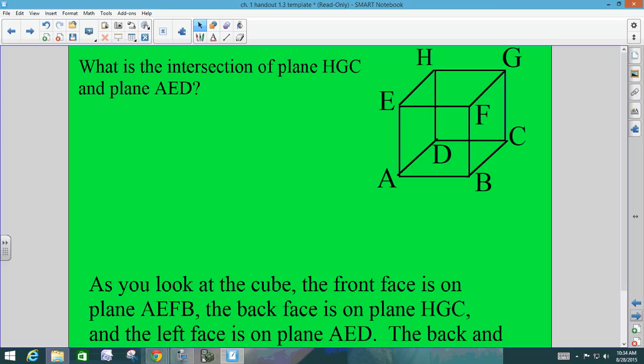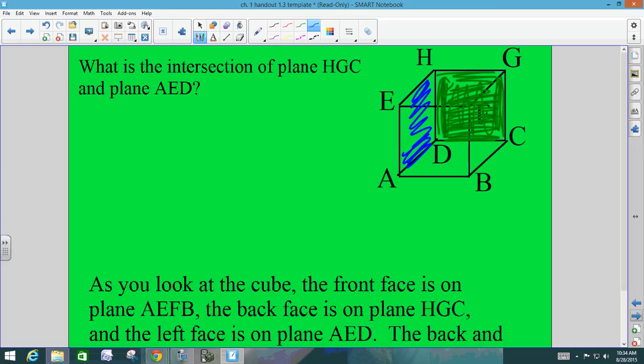So plane HGC, would we say that's the top of the box, the front, the back, the left, the right? It's in the back? Okay, I'm going to shade it in. It could, depending on how you're looking at it. Yeah, I agree. Okay, how about plane AED? What part is that? Which side? The lateral left side over here? So we have to figure out where these two planes intersect. What they have in common. An intersection is where they touch. What things do they have in common?